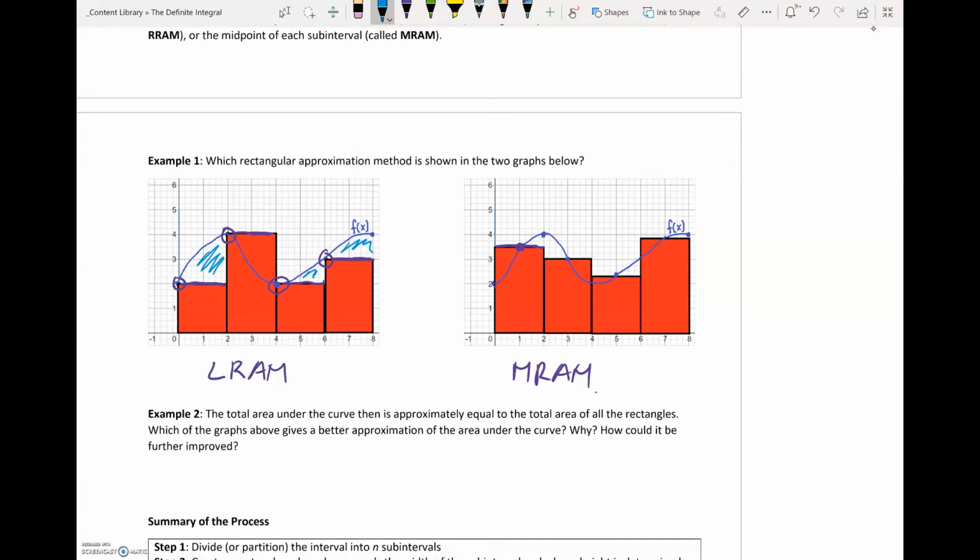But then again, we do have this section over here that could make up for some of that. In our MRAM, overall it looks fairly consistent. For every empty piece, we have a bit more to cover it up. So overall, MRAM is fairly consistent, but LRAM can be fairly inconsistent. Usually the left-hand Riemann sum is an underestimation. Your MRAM is kind of in the middle between the left hand and the right hand. So your right-hand Riemann sum, your RRAM, would most likely be an overestimation.